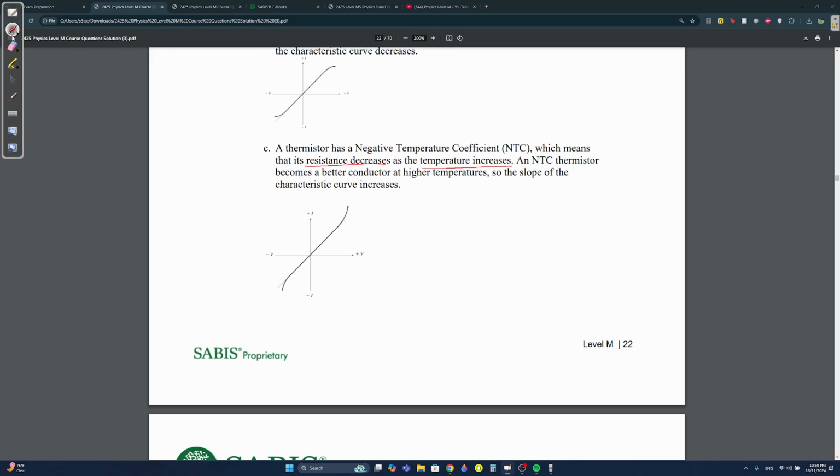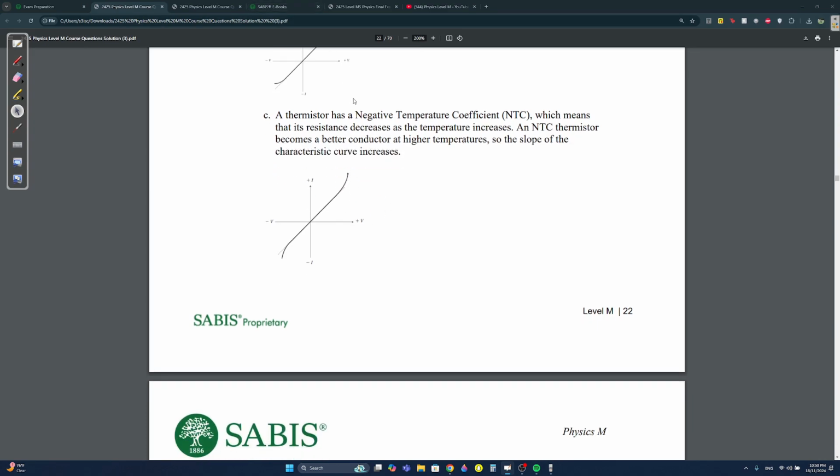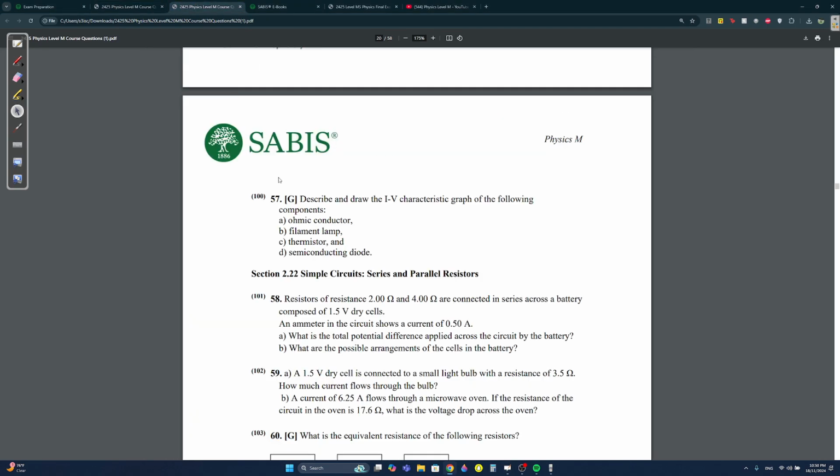The NTC, you can kind of think of it as being backwards. The NTC is negative. Basically, it doesn't understand. It goes like, temperature is increasing? Instead of giving you more resistance, I'm actually going to give you less resistance. Think of it like that. It's negative, so it goes backwards. So instead of the resistance increasing and the current going down, the resistance actually decreases and the current goes up. So the slope of the characteristic curve increases.